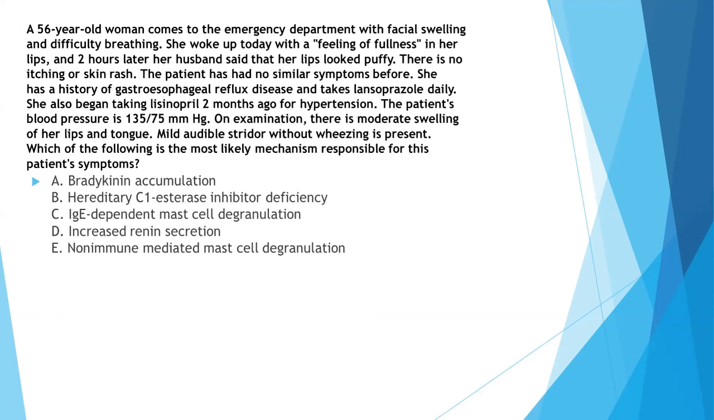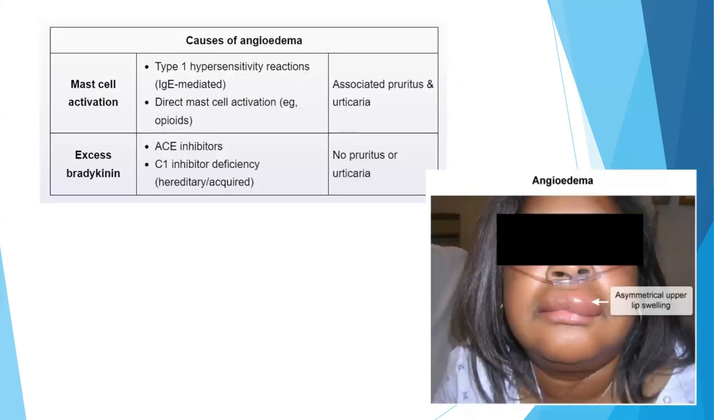The patient's blood pressure is 135/75 millimeters of mercury, and on examination there is moderate swelling of her lips and tongue. Mild audible stridor without wheezing is present. Which of the following is the most likely mechanism responsible for this patient's symptoms? Bradykinin accumulation, hereditary C1 esterase inhibitor deficiency, IgE-dependent mast cell degranulation, increased renin secretion, or non-immune mediated mast cell degranulation.